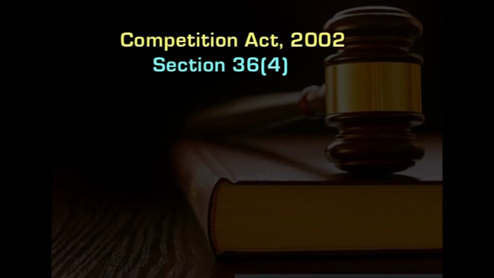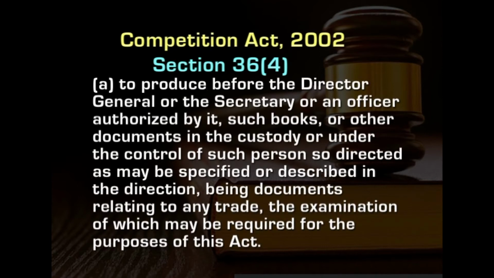Further, the Commission also has the power to direct any person. This is in addition to what is provided under subsection 2 of section 36. The Commission may also direct any person to produce before the Director General or the Secretary or any officer authorized by it such books or other documents in the custody or under control of such person so directed as may be specified or described in the direction, being documents relating to any trade, the examination of which may be required for the purpose of this Act. So basically, the Commission can direct any person to produce certain relevant documents as specified under subsection 4, subsection A, to be submitted or furnished to the Director General for examination.